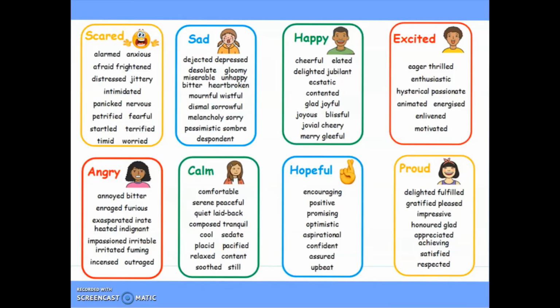In your pack to help you, you will find a feelings map with 8 different emotions: scared, sad, happy, excited, angry, calm, hopeful, and proud. For each feeling, you will see a picture of how someone might look if they were feeling that emotion, and some synonyms, or other words that mean similar. For example, if you feel scared, you might feel frightened, afraid, petrified. These are all other words that you might use to describe that emotion.